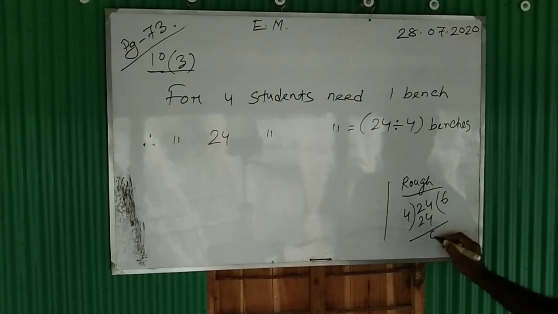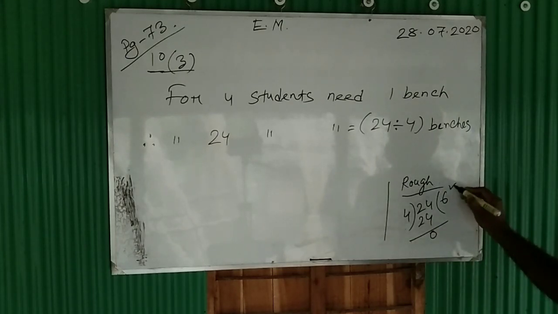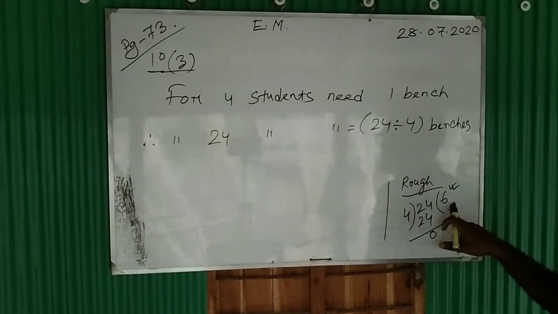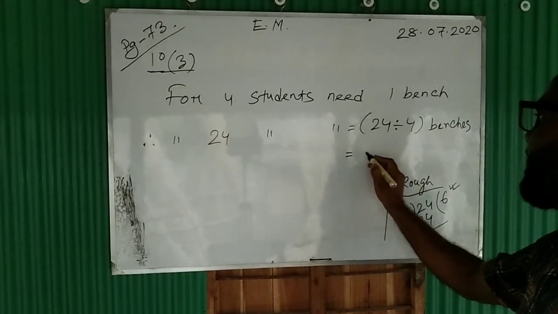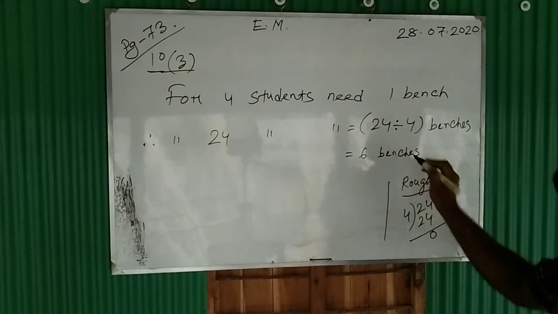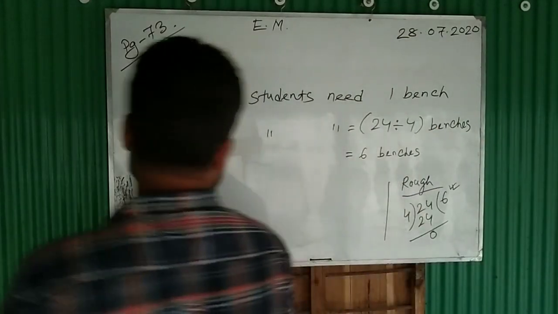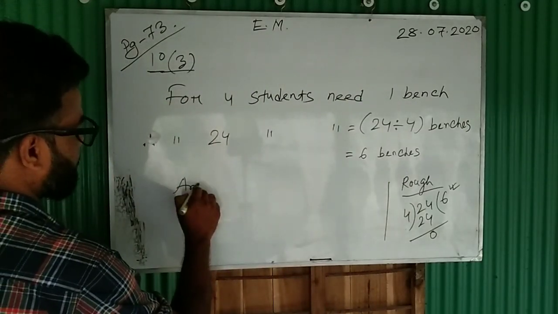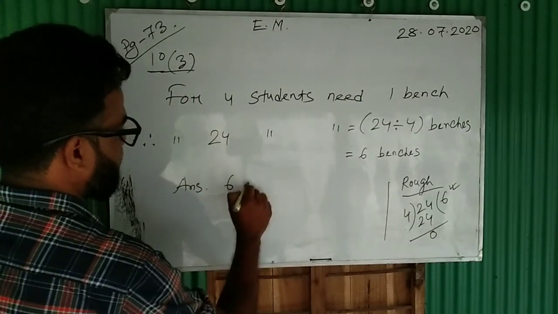Now subtract, we get 0 and the quotient is 6, that is the result is 6. Give the equal sign, 6 benches. Now answer: 6.